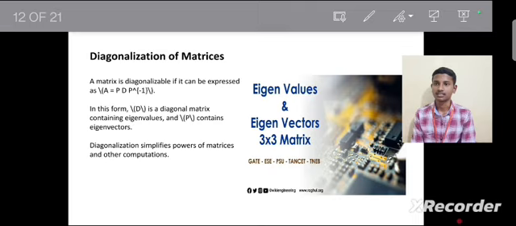Diagonalization of a matrix. A matrix is diagonalizable if it can be expressed as A equals P D P inverse. In this form, D is a diagonal matrix containing eigenvalues and P contains eigenvectors. Diagonalization simplifies powers of a matrix and other computations.